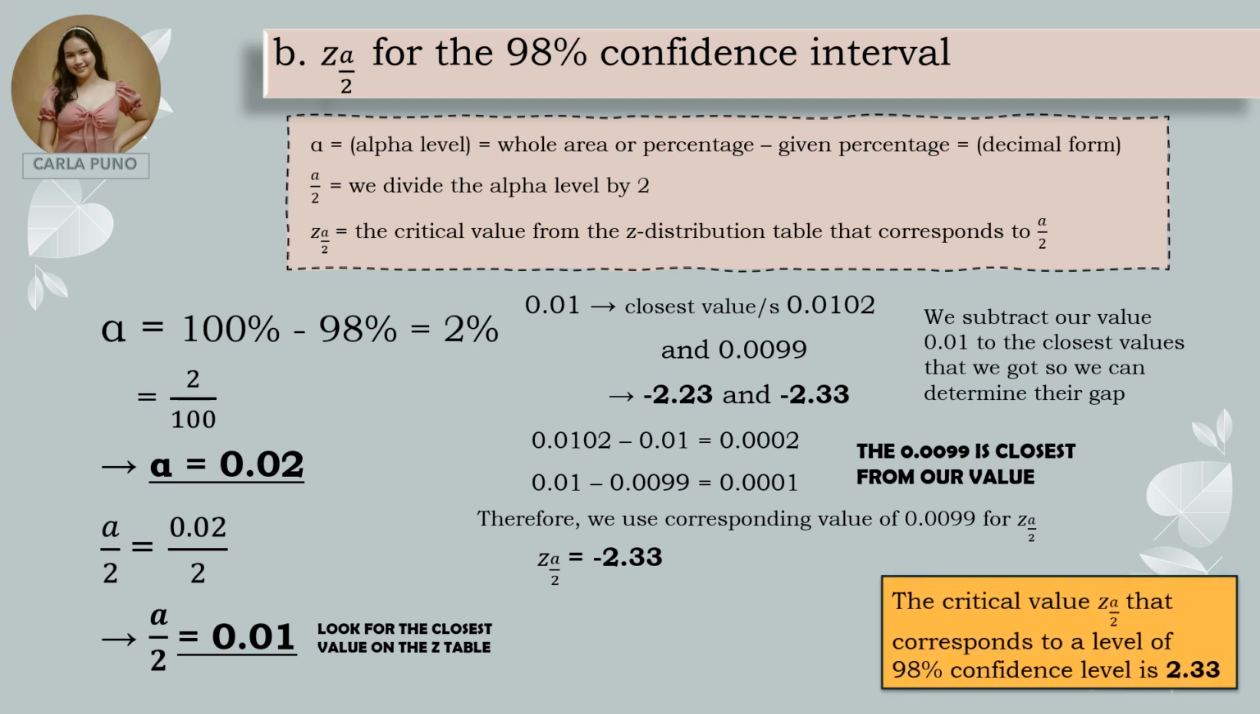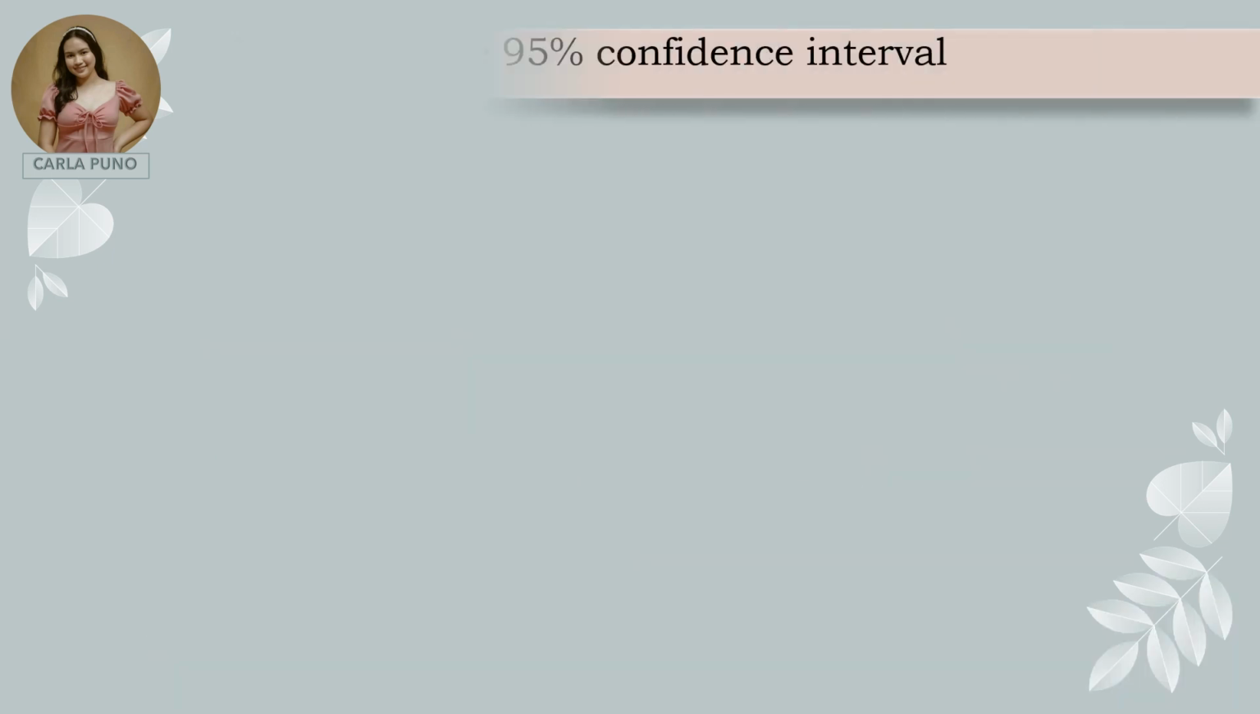Therefore, the critical value z sub alpha divided by 2 that corresponds to a 98% confidence level is 2.33. Again, our answer will be positive. Next, we have letter C, z sub alpha divided by 2 for the 95% confidence interval.